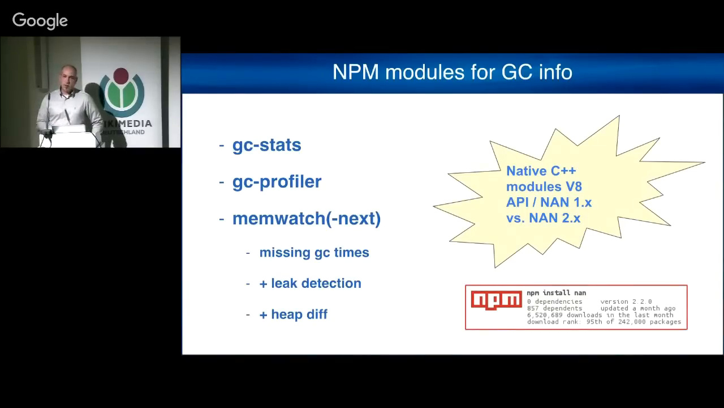This means it needs to be compiled when you install it with npm. And you see how important native packages are to Node.js. It's based on what's called Native Abstraction for Node. And there are only 857 packages depending, meaning these are native modules in Node.js. And with 6.5 million downloads, and rank 95 in the NPM registry, which is really high. So a lot of Node.js applications depend on this native interface.